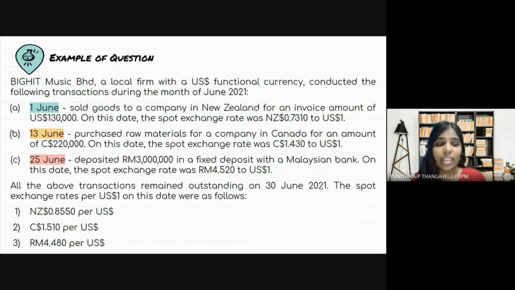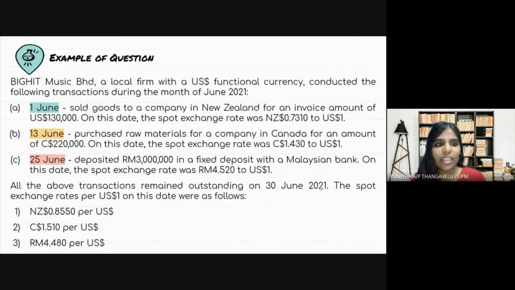The second transaction was on 13 June. Big Eat Music Berhad purchased raw material from a company in Canada for an amount of Canada dollar 220k. On this date, the spot exchange rate was Canada dollar 1.43 to 1 US dollar.